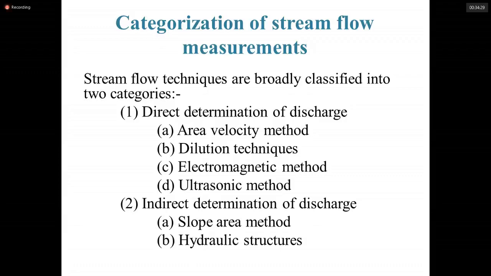So what is the difference between direct determination and indirect determination? For indirect determination, we have to construct something to take measurements. Some special structures we need to construct and take the measurements. But with the direct determination method, there is no need to construct those special structures. We just have to measure the velocity and area, and we can get the discharge. So that is direct determination.